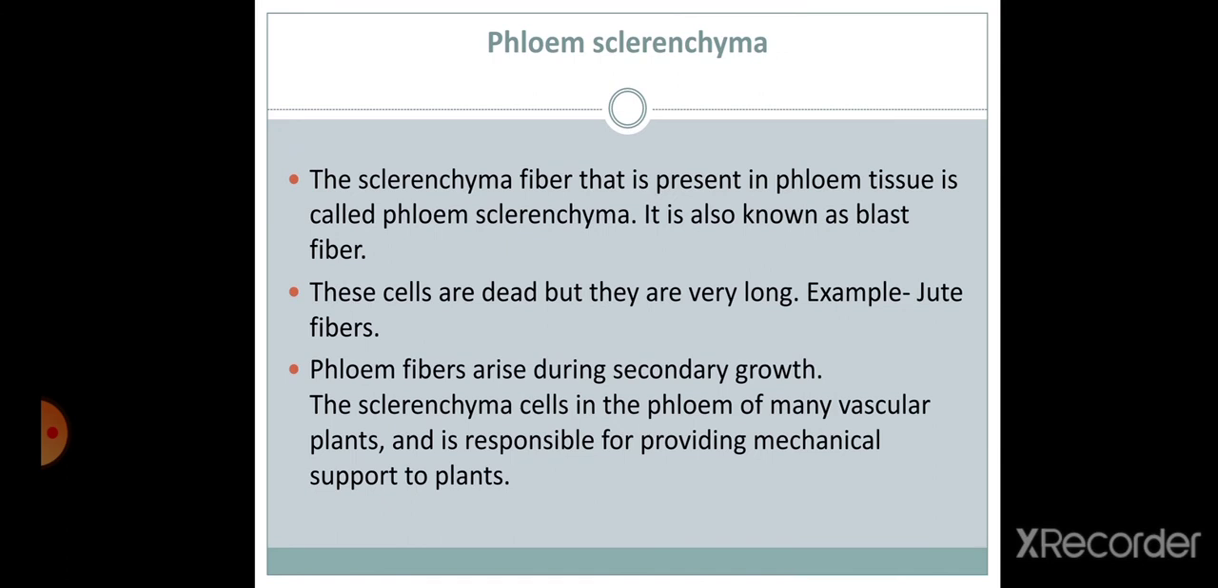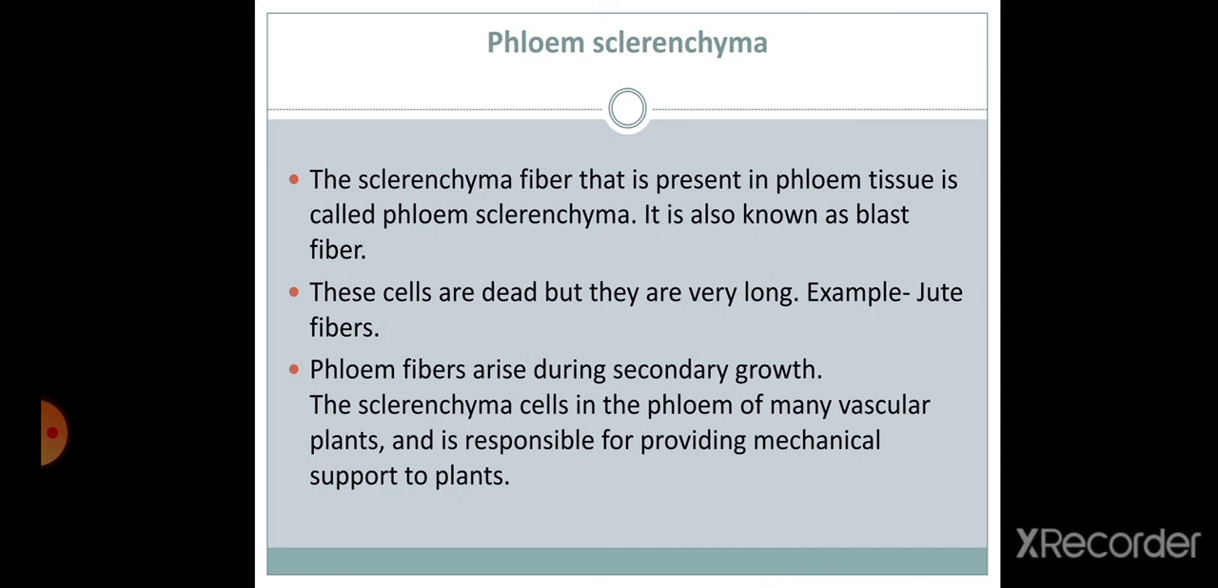The fourth one is phloem sclerenchyma. It is also known as fibers, or bast fibers. These sclerenchyma fibers present in the primary and secondary phloem are called phloem fibers. These fibers are commercially important. The bast fibers of hemp, that is cannabis, also known as ganja, and flax, known as linum, are used in the manufacture of ropes and cords.